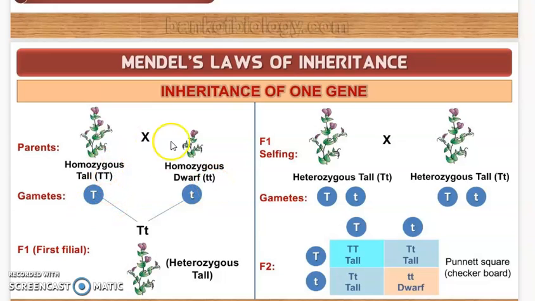Okay, now what he did, he cross pollinated these flowers, and when he cross pollinated, he got the F1 generation, or the first filial generation, and these plants had a genotype of capital T, small t, which means that they showed the characteristic of one parent. Okay, phenotypically they showed the characteristic of only one parent. It means that all the plants produced in F1 generation were tall. Okay, and the other parent's characteristic was not visible in the F1 generation.